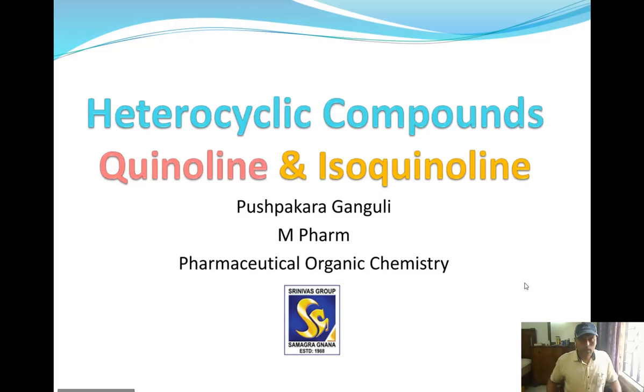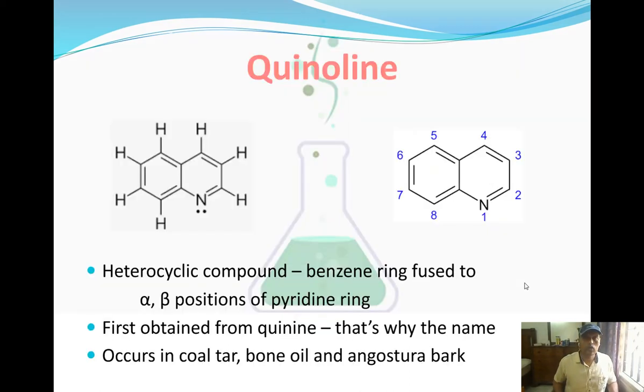Right, welcome back to the class. We were studying about heterocyclic compounds. So far, we studied about pyrrole, furan, thiophene. That was in Unit 3, and in Unit 4, we studied pyrazole, imidazole, oxazole, thiazole, and in the last class we studied about pyridine. So in today's class, let's go ahead and study two compounds, quinoline and isoquinoline.